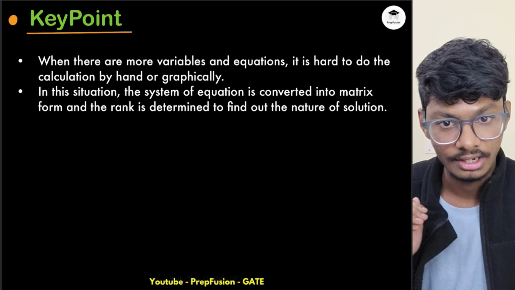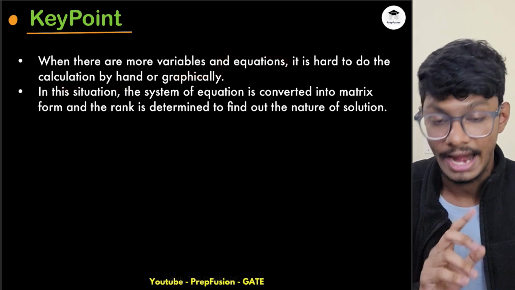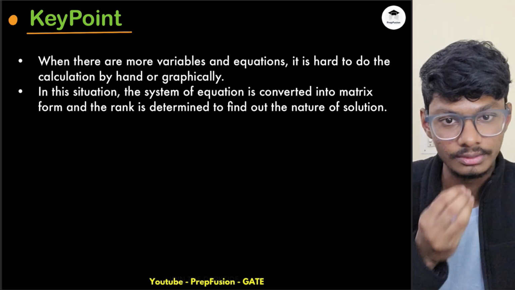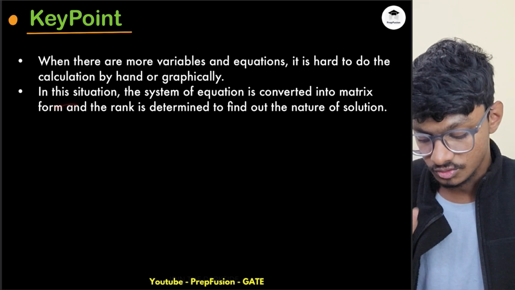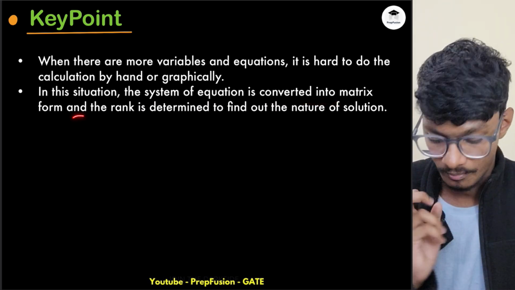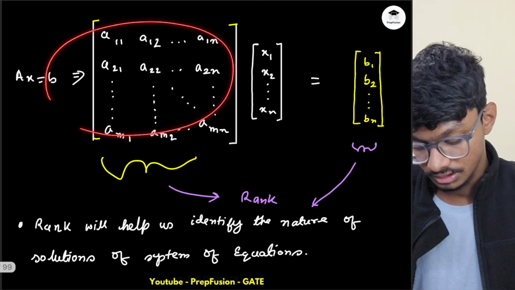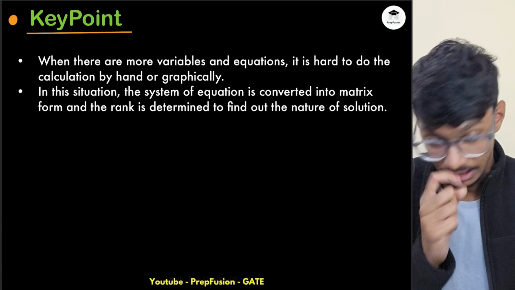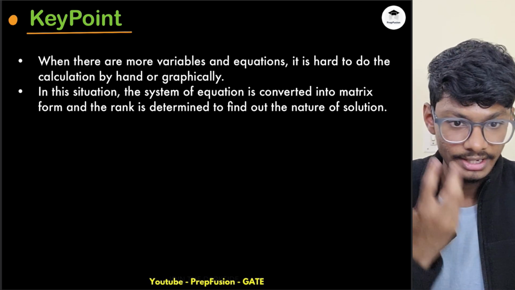So that is basically what is written over here. When there are more variables and equations, it is hard to do calculation by hand or graphically. Graphical method, as I have told, it becomes more difficult to plot things graphically. It becomes more computationally expensive. So in this situation, the system of equations is converted into matrix form, and the rank is determined to find out the nature of the solution. We'll find the rank, and from there we'll understand.